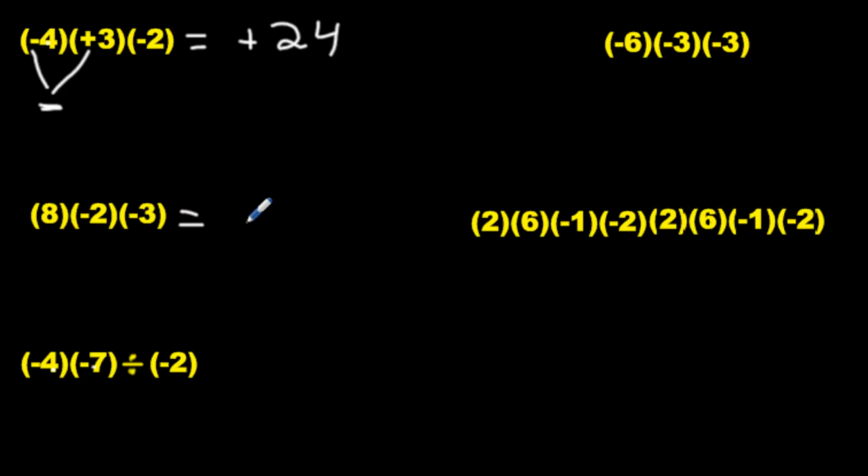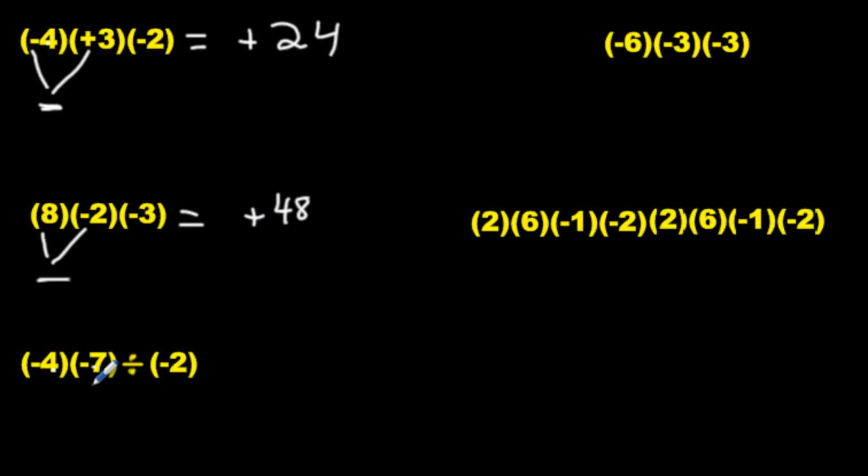Times 3 is 48. The signs, look, here's a positive with this negative. What's it going to be? Negative. And that negative that you get is going to hang out with that negative to make another positive.